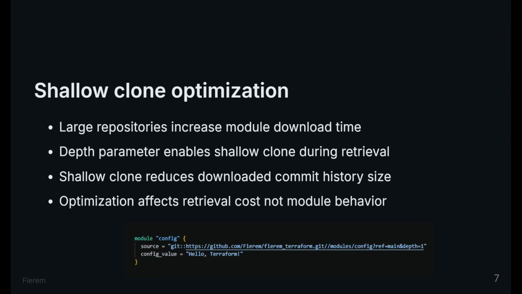Large Git repositories increase download time during module installation. Terraform supports a depth query parameter for supported Git sources, which maps to shallow clone behavior and reduces how much history Git downloads. That optimization changes retrieval costs, not module behavior. Terraform still evaluates the selected module revision, but it spends less time fetching unused commit history.